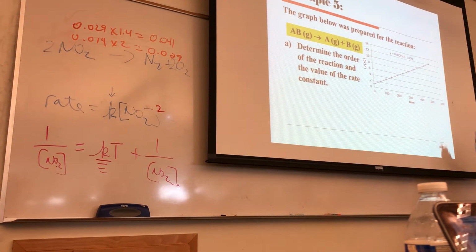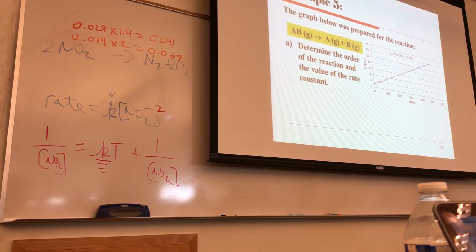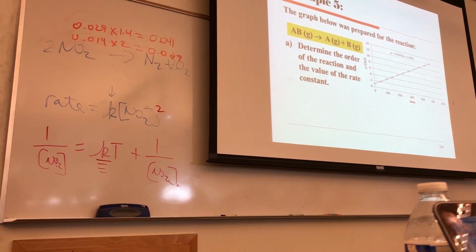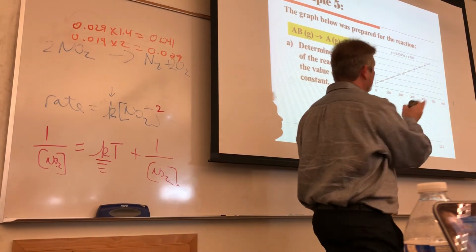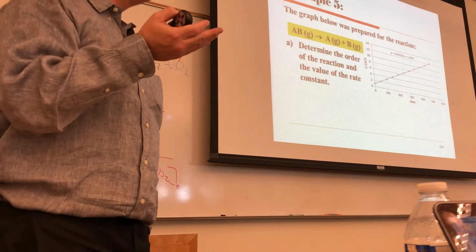So the first thing I do is I look at this graph, and what am I going to look at? What are the axes? I'm not changing my answer. I'm going to tell you the same thing every time. What are the axes? Time versus 1 over AB, linear. Before I've even done anything, what do I already know? It's a second order reaction.